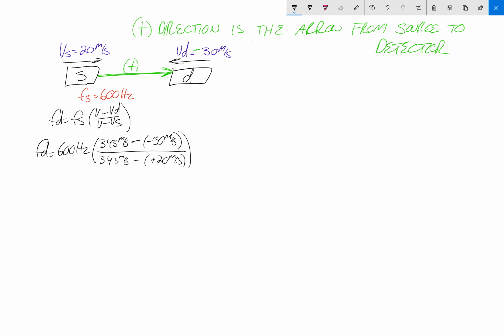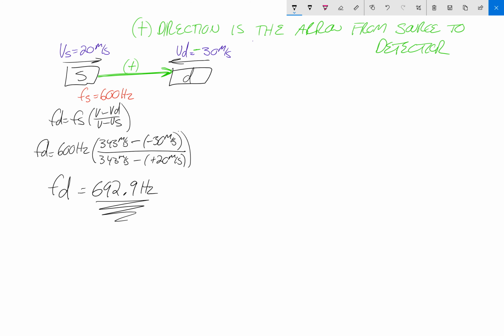Take your time and use your calculator properly, and you should get the frequency detected. Now remember, they're approaching each other, so you should hear a higher frequency. It should be higher than 600. You get about 692.9 hertz. So we are definitely hearing something of a higher frequency.